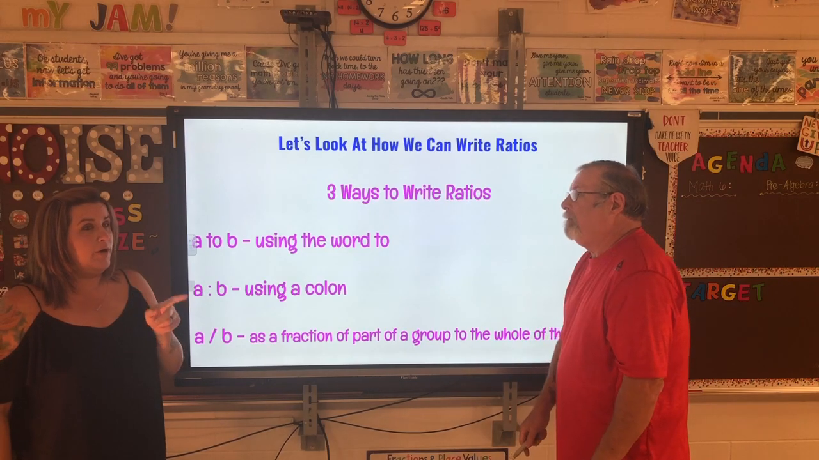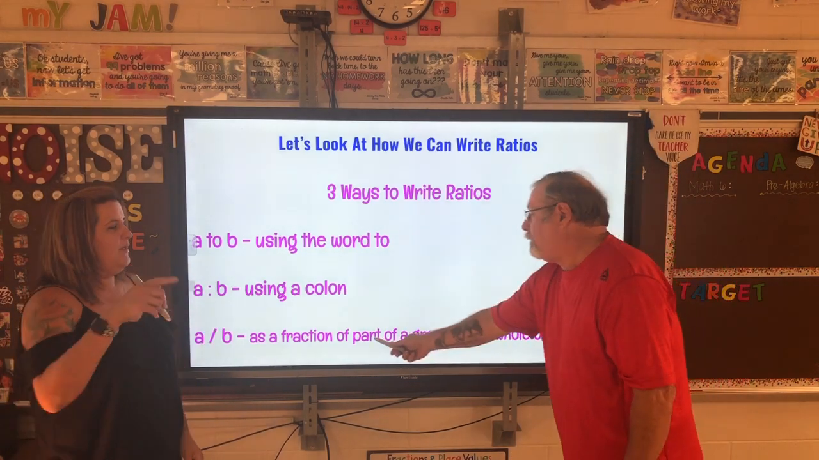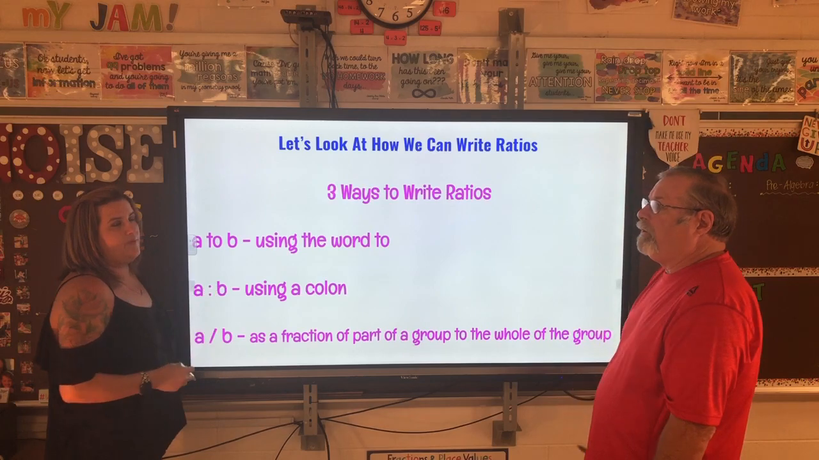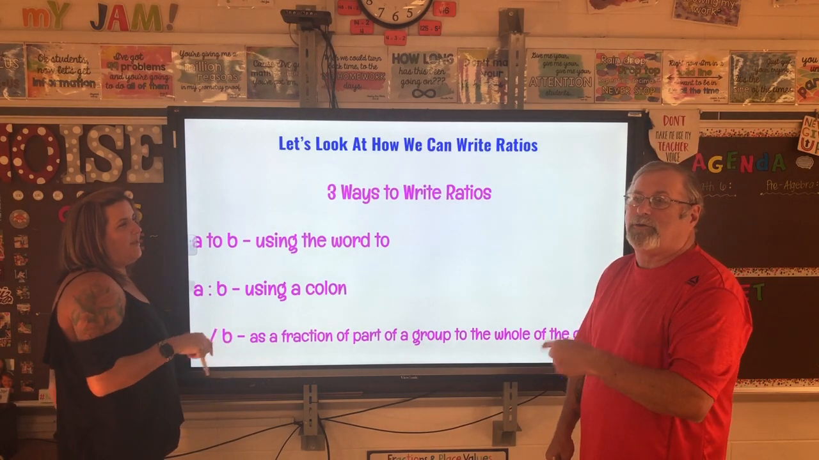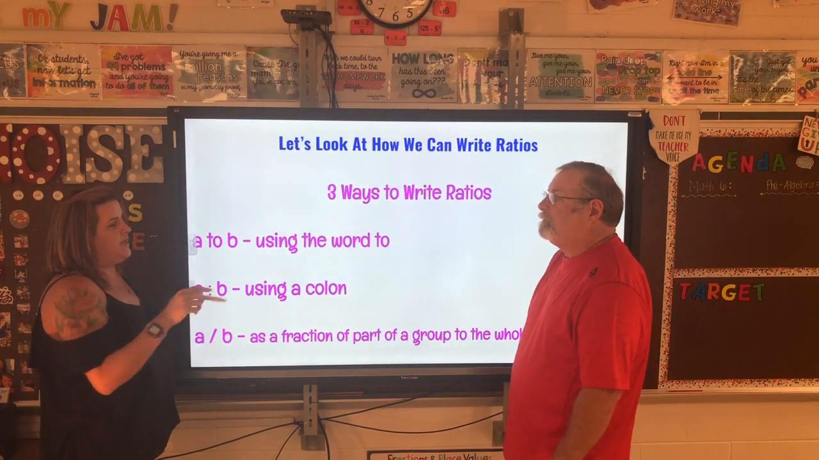which we can only use certain ways, when it's a part to whole relationship. When you're talking about part of the group to the whole group, like the number of boys versus all the kids in the room. And we'll talk about that in a second.